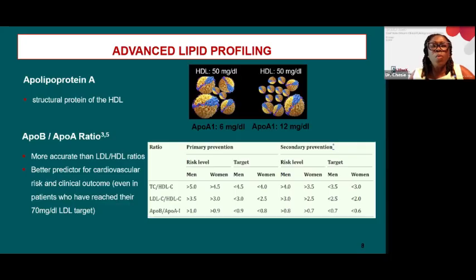And somebody's health is wealth. Please, health is wealth. Can you tell us which of the cholesterol would you want to have here? I mean, which of the ApoA1s would you want to have? Is it ApoA1 of 6 or 12?